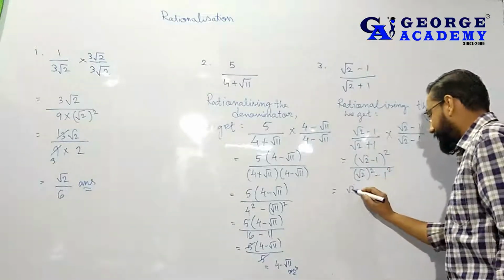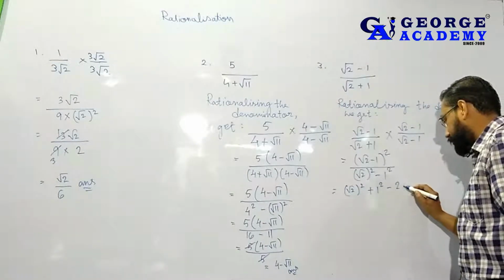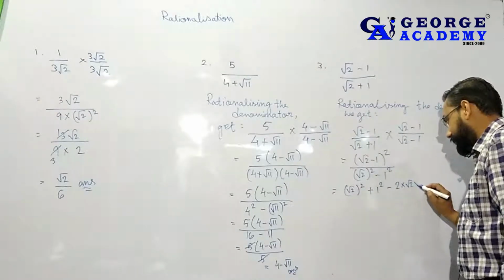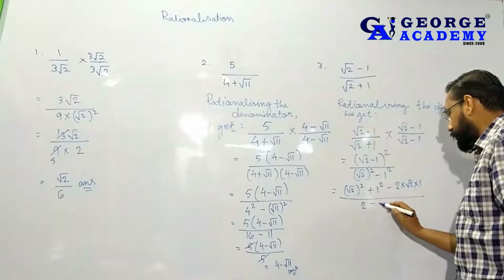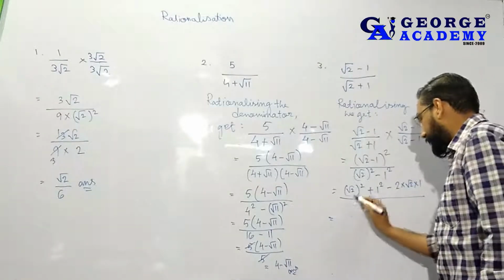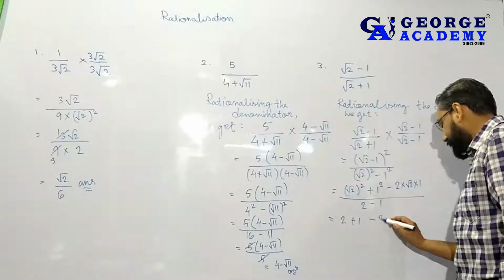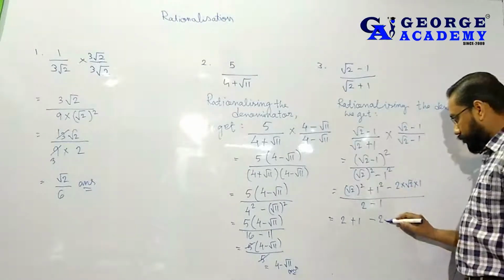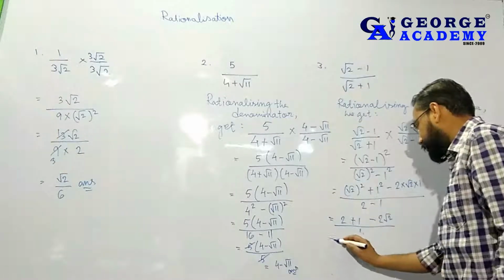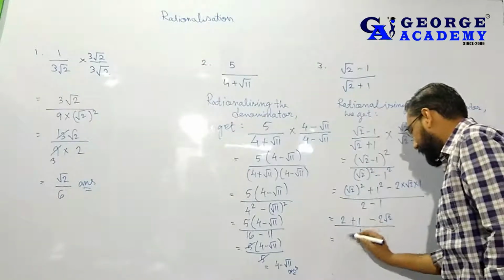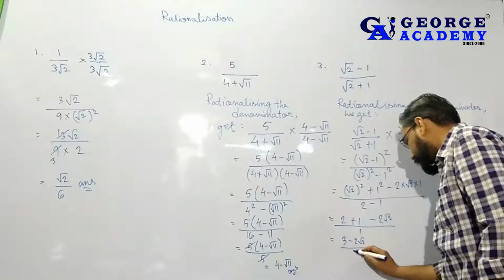We are going to apply the (a minus b) whole square formula over here. We will get a square plus b square minus 2ab, by root 2 square is 2 and 1 square is 1. Again root 2 square is 2, plus 1 square is 1, minus 2 into root 2 is 2 root 2, by 2 minus 1 which is equal to 1. So we are getting over here 2 plus 1, 3, minus 2 root 2, by 1.